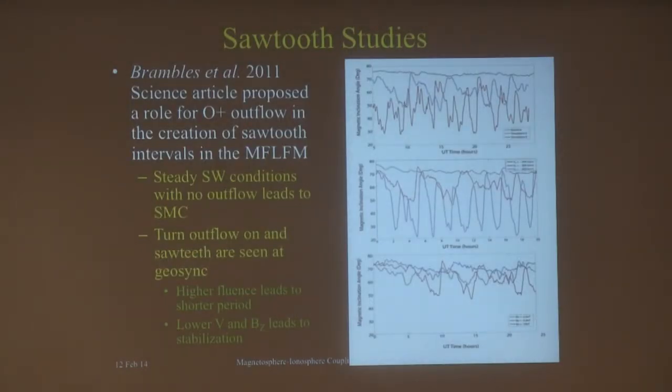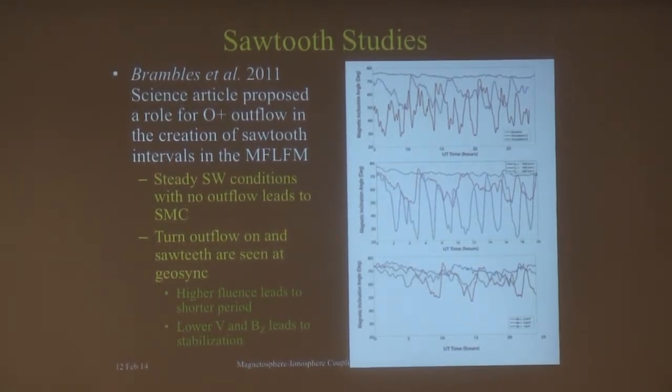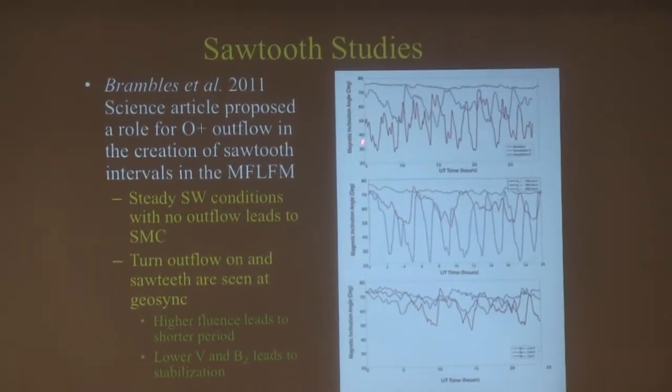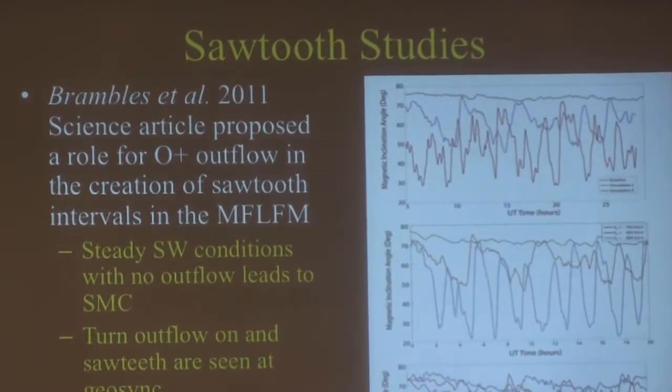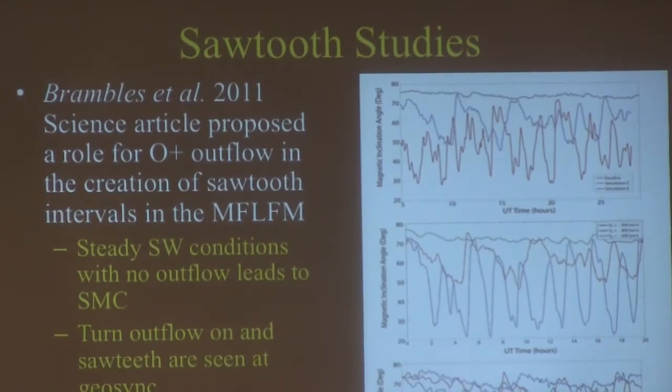And this causally regulated outflow mechanism has been used to great success to model sawtooth oscillations. So here are results reproduced from the Brambles et al. 2011 Science article. The black line, this is magnetic inclination angle. And the black line here is a baseline run with no outflow. And you can see there's not really any oscillations. And then the other two lines are two different runs with outflow, where the red line has much higher fluences than the blue line. And you can see in both of these you get oscillations, and the period of these oscillations increases with higher fluence.